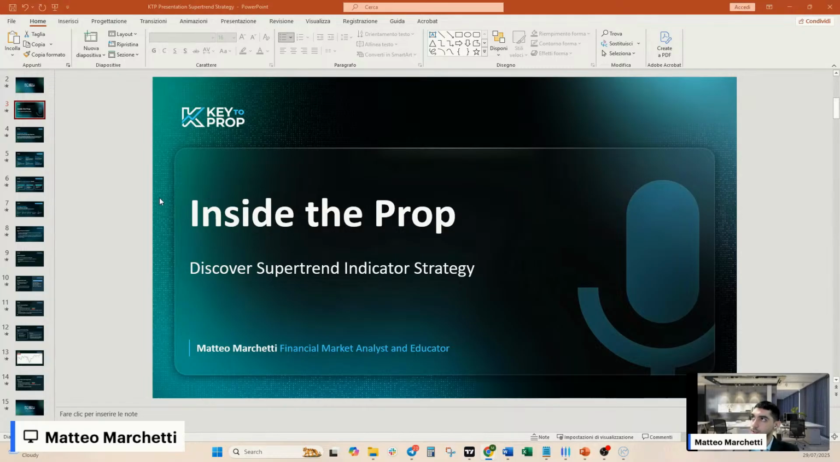Here we go. This is our strategy. Today we're going to discover the Supertrend indicator strategy. It's a very simple strategy that almost everyone, regardless of the experience you have in trading, can use almost from day one. So you can study it, learn it, and then use it straightforwardly. But of course, it's not that simple. You have to do certain things before being able to use it with profit.